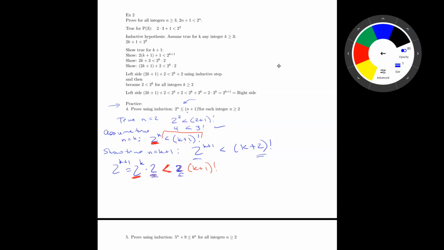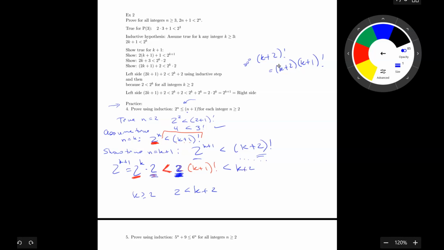Okay, so look to where you want to go. I want to get to here, so you can't just leap. So you want to say, what do you know? You don't have to write this down; this can be your little thinking bubble. What do I know about k plus 2 factorial? That's k plus 2 times k plus 1 factorial, isn't it? So if I just had a k plus 2 here, I'd be good to go. Well, don't I know that 2 is less than k plus 2? Since k is bigger than or equal to 2, I do. So I can replace this with k plus 2.